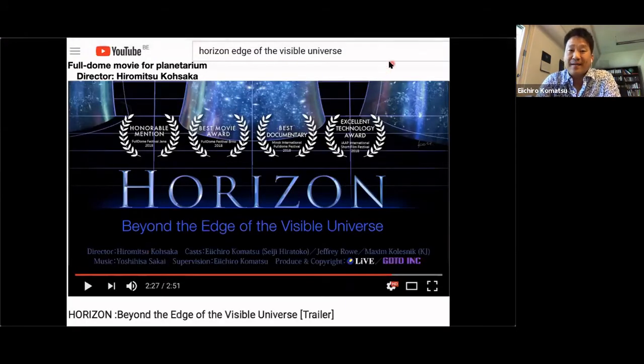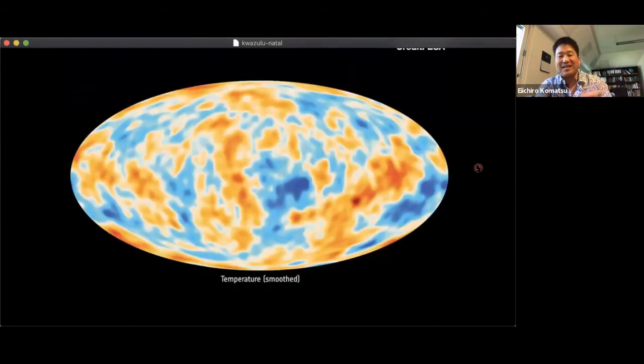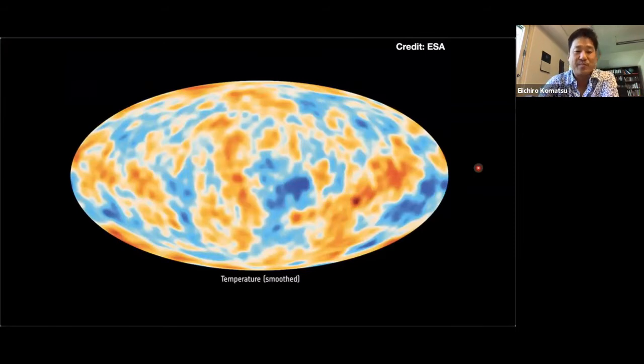So, without a movie like this, it's impossible to explain this to the general public, but with this kind of movie, people get it. So here we go. It's the Planck temperature map.